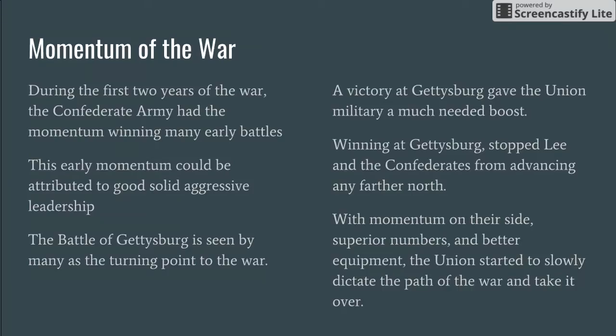Once they got that momentum on their side, they used their other advantages and started to dominate: the numbers and size of their military, their equipment, all of the infrastructure. They slowly started improving upon those advantages, and with the momentum, it really increased, and they started controlling the way to victory.